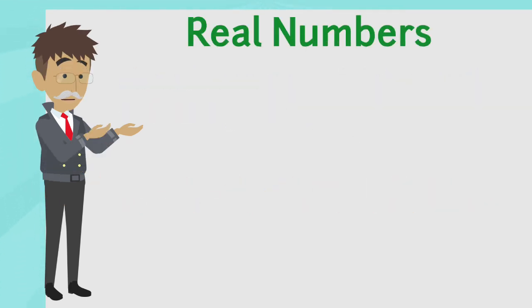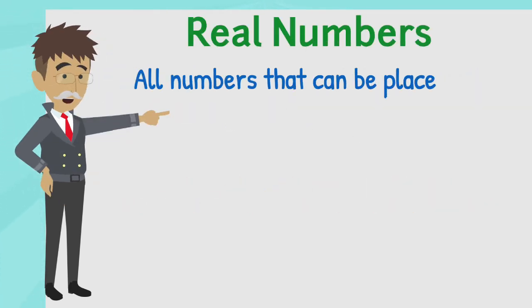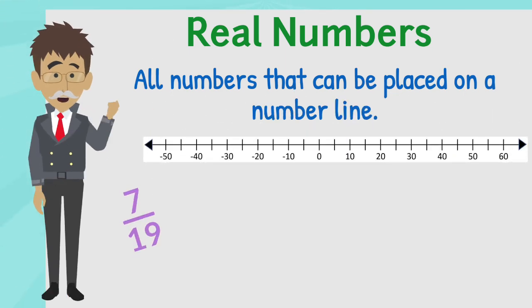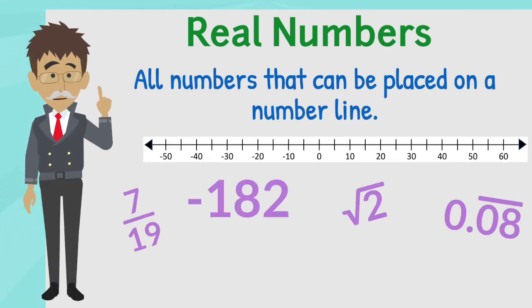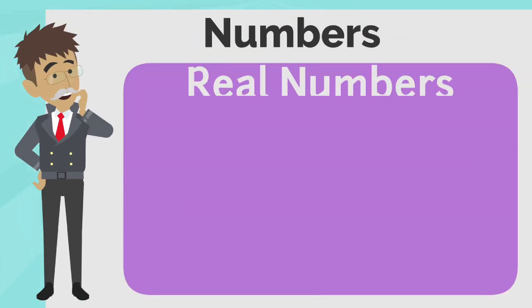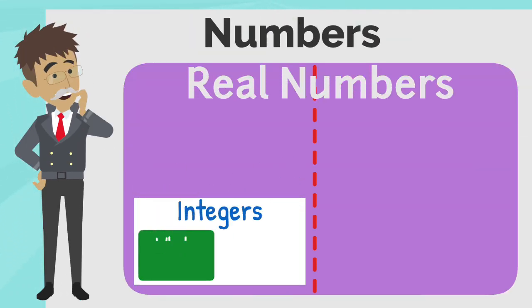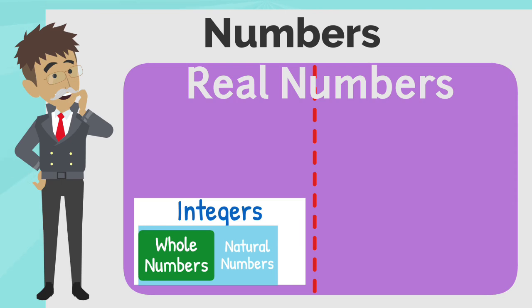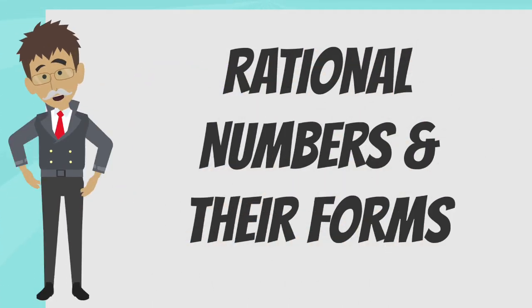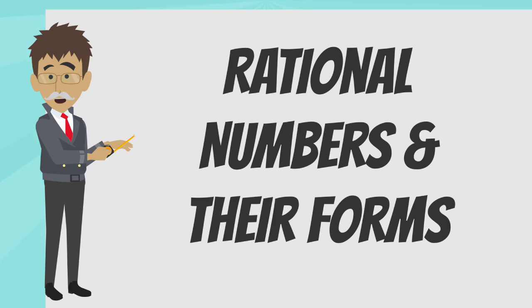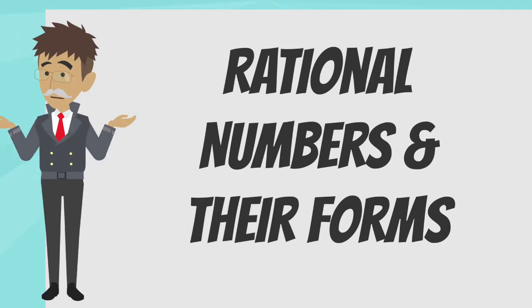Real numbers. All numbers that can be placed on a number line. This group includes both rational and irrational numbers. Rational numbers can be written as fractions. These numbers appear often in money, measurements, and everyday comparisons.